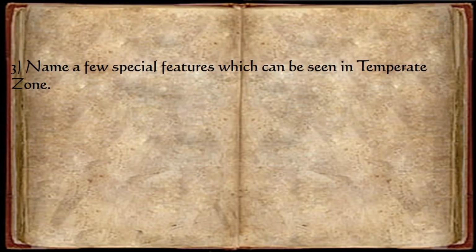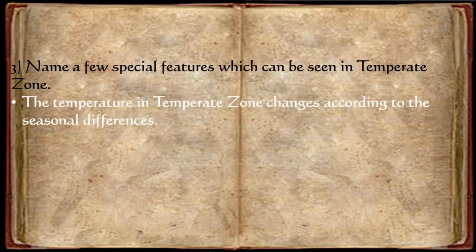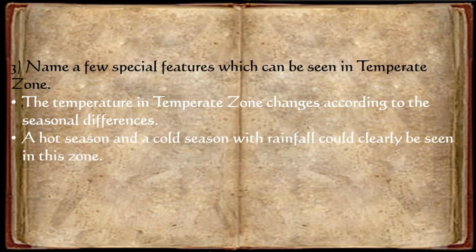Name a few special features which can be seen in temperate zone. The temperature in temperate zone changes according to the seasonal differences. A hot season and a cold season with rainfall could clearly be seen in this zone. Prevalence of the Mediterranean climate.